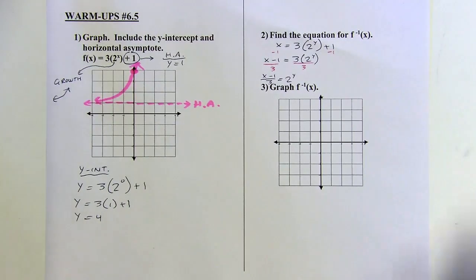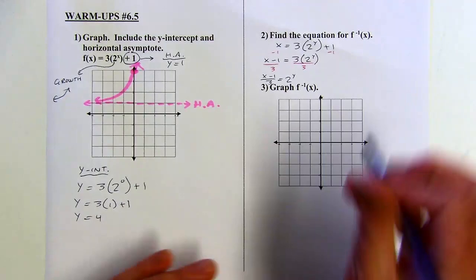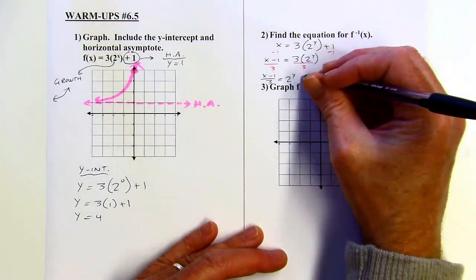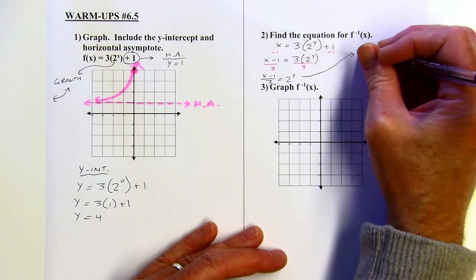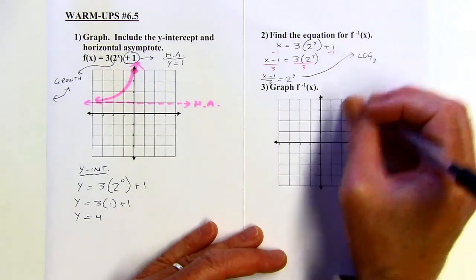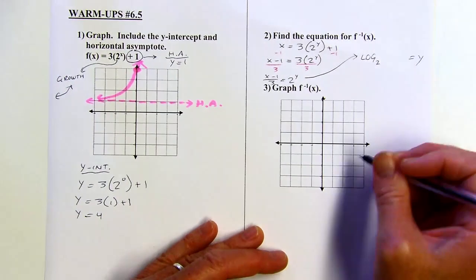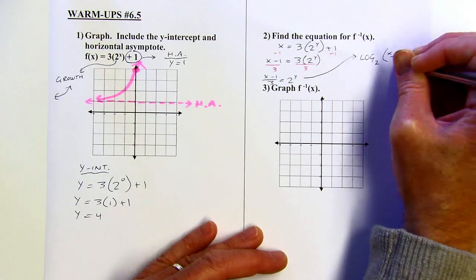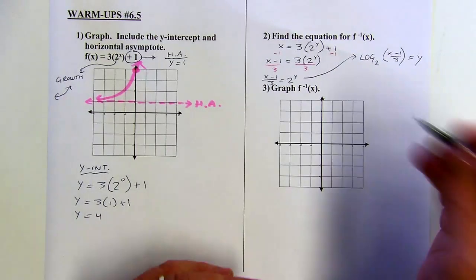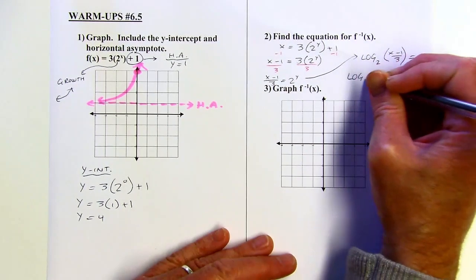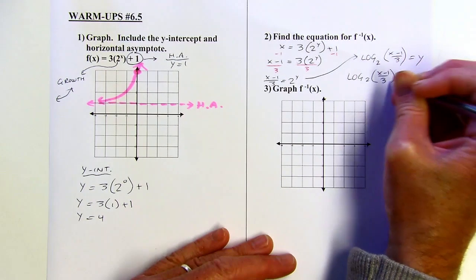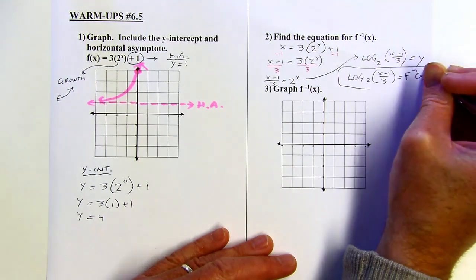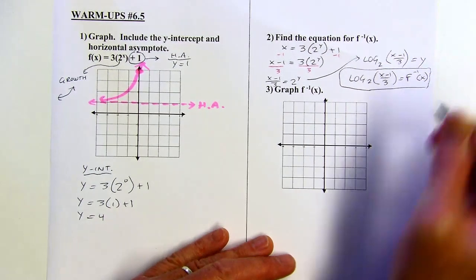At this point, we would have to put this in log form to isolate that exponent. So let's see. In log form, my base is 2. The y is going to get isolated, so that's going to be over here, and the fraction is going to be the contents of the log, or the argument. So it's going to look like this, and it's not a bad idea to put it back into function notation. All right, so there's our equation.